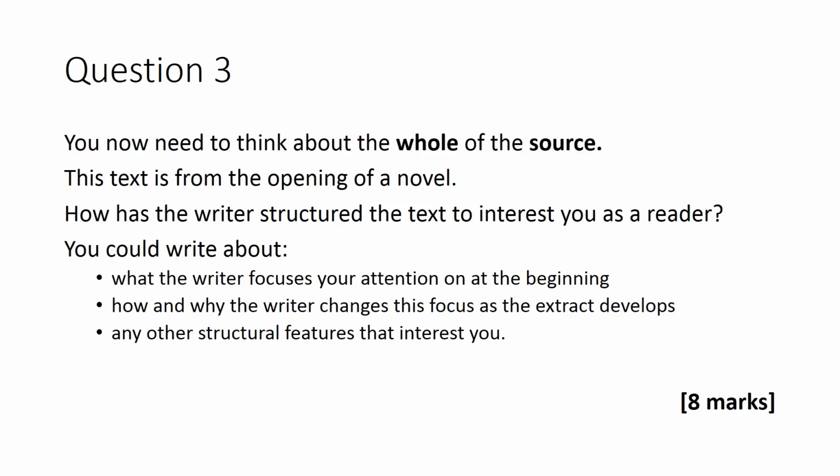It does always tell you as well, these 3 bullet points at the bottom are the things that they actually want you to write about. The students that don't write about them are the ones that never end up getting very good marks for this. So you're told for the first one what the writer focuses your attention on at the beginning, and that's really important. Then how and why the writer changes his focus as the extract develops, and any other structural features that interest you. So those first 2 bullet points are telling you this is what we want you to focus on.